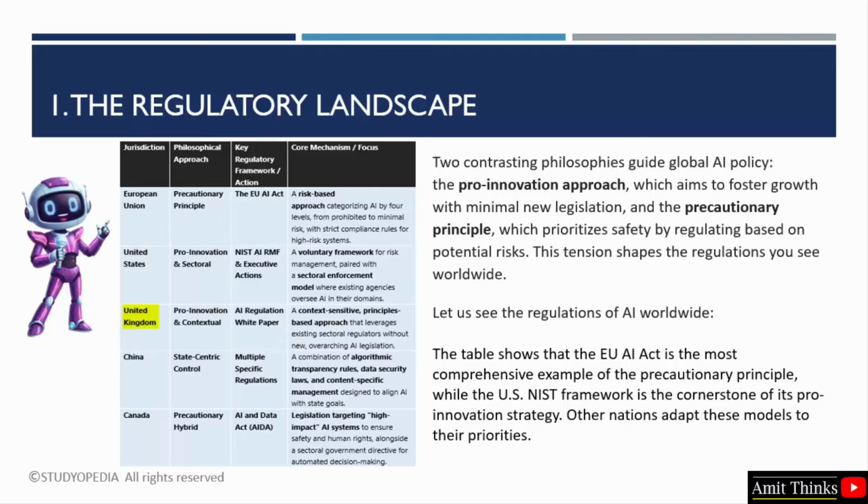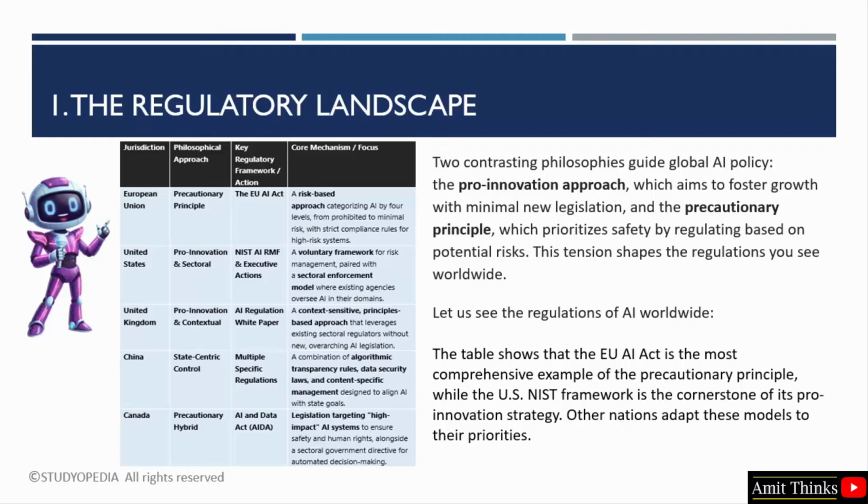The next one is United Kingdom, that is UK. It is a principles-based approach which is context sensitive, that leverages existing sectoral regulations without new AI legislation. Next comes for China. It combines algorithmic transparency rules, data security laws and content specific management. The last one is Canada. It is a legislation targeting high impact AI systems. This is done to ensure safety and human rights for automated decision making.